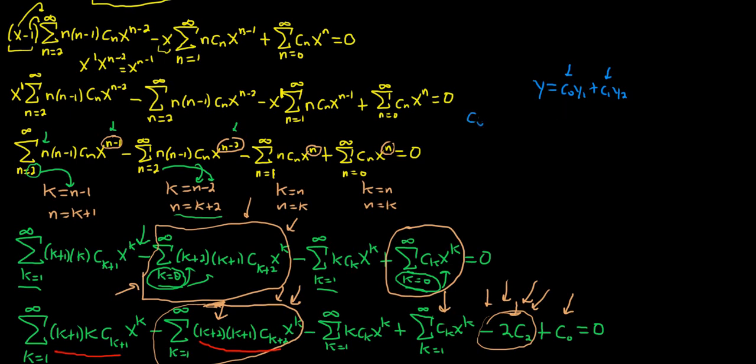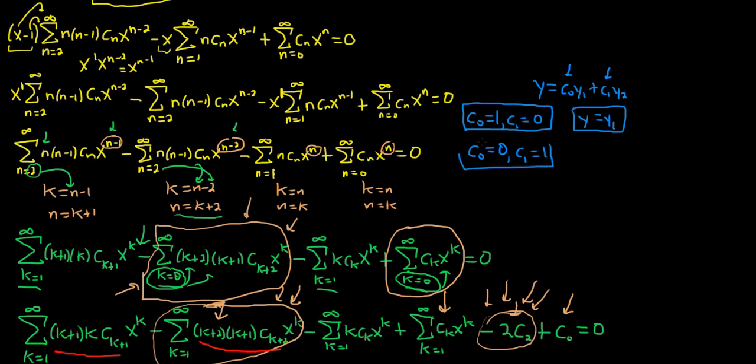Notice that if c sub 0 is equal to 1, if we decide to do that, and c sub 1 is equal to 0, then that would give us y equals y1. So whenever this happens, we get y equals y1, one of our linearly independent solutions. If c sub 0 is equal to 0 and c sub 1 is equal to 1, notice what happens. The first term vanishes, and we get y equals y2. And so we get our second linearly independent solution.